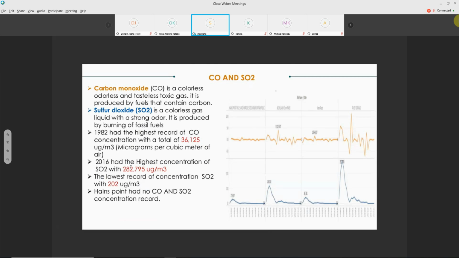Hint Point had no CO and SO2 concentration record, like we can see on this picture, the blue one. River Terrace is the highest, and then the lowest was Hint Point, so that is the first part.